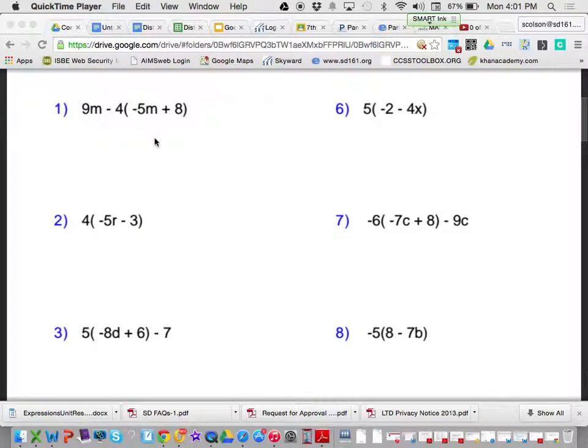Ladies and gentlemen, we're going to go through the homework here. Starting off with number 1, I am going to turn any subtraction sign I see into plus a negative.